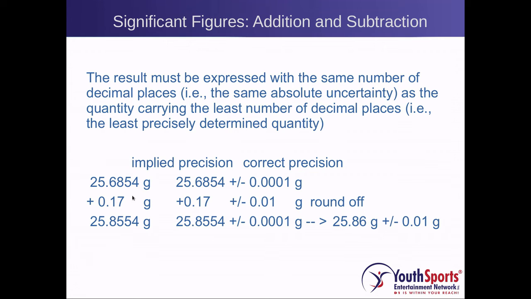So what you have to do is take the least number of decimal places that were precisely known. For example, when we add 25.6854 to 0.17, we get 25.8554. Since you add all of these, you end up with 25.8554, but the plus or minus range is actually 0.01 grams because of this imprecision. To round it off to the last 2 digits, you have to make it 86 because of the 5 here. So you end up with 25.86 grams with a precision of 0.01 grams, because this is the least precise measurement that you had, of all the numbers you were adding together.